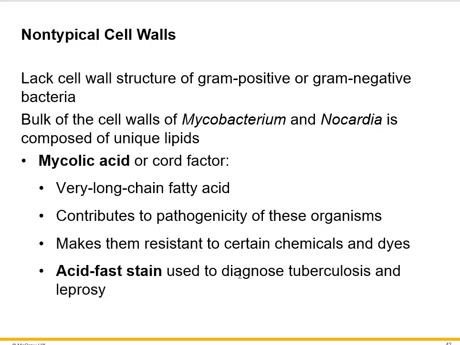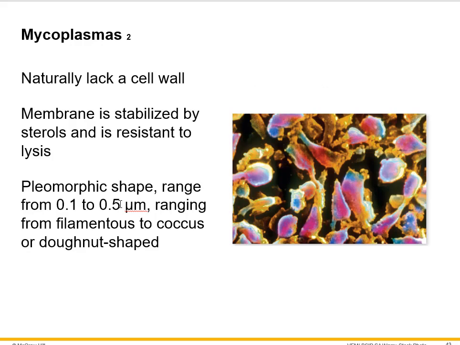And so if you were able to get it dyed, if you're able to stain it, then it's going to be very difficult to remove the stain, and so it's called acid-fast. So even acid alcohol cannot decolorize this, but acid alcohol can decolorize gram-positive bacteria as well as gram-negative. So mycoplasma is another one.